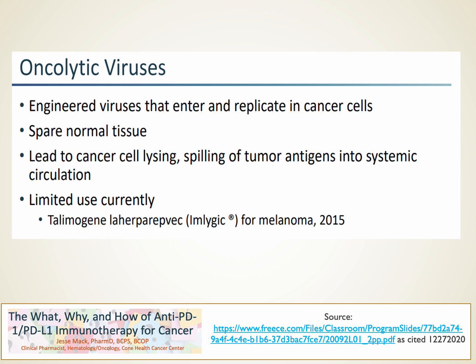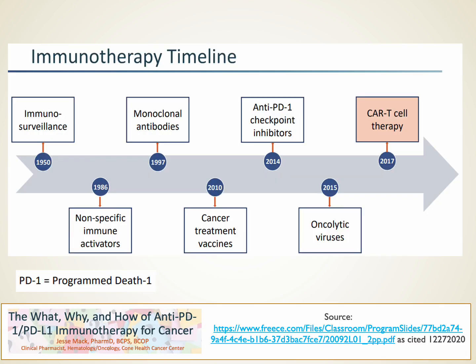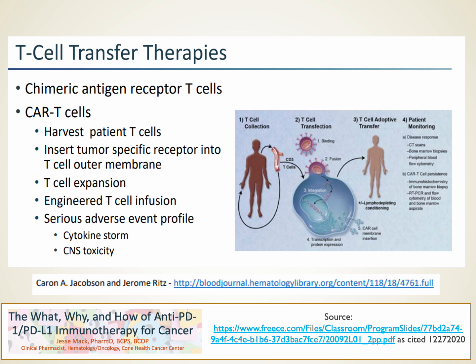There's one that's been considered and used in melanoma. I have no experience with this, but it's not a common sort of situation. And also not commonly seen are the CAR T-cell therapies. These are T-cell transfer therapies that harvest patients' T cells, but the problematic issue here is that they can lead to cytokine storm and CNS toxicities. It's hard to modulate those, and so they're not really a first line or standard therapy because it's hard to pinpoint and manage those kind of toxicities.